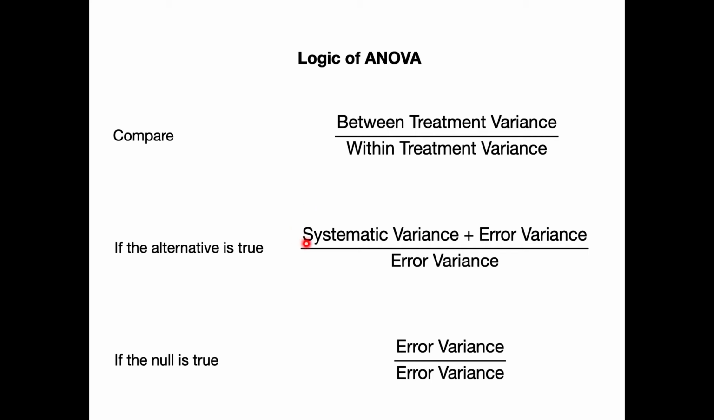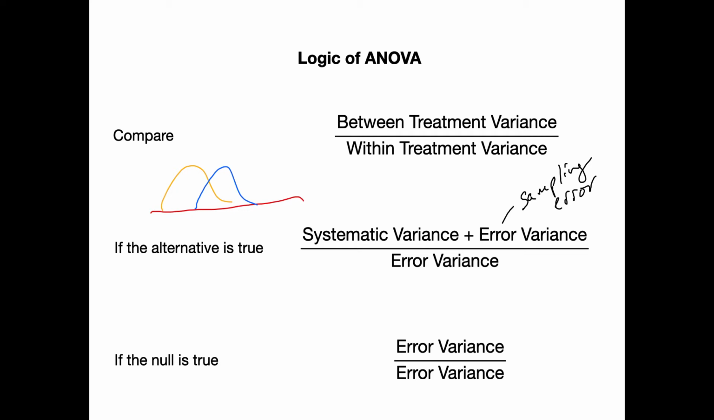Okay, if the alternative is true, this is that second example on the last slide. If the alternative is true, then between treatment differences are going to be due to both systematic variance and error variance. And here, error variance, I'm just essentially referring to sampling error. Okay, so if the alternative is true, these conditions, remember, differ. I'll just do two of them here.